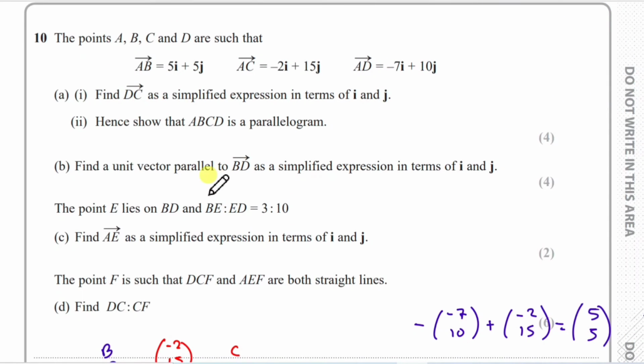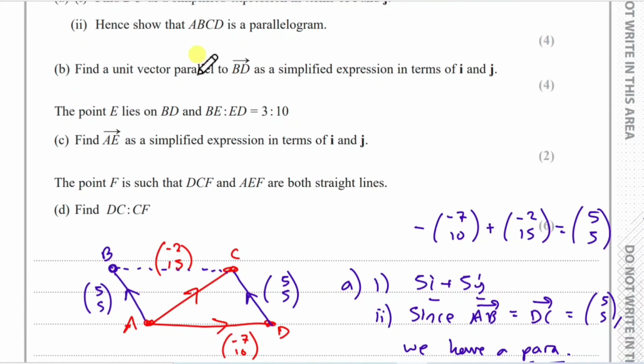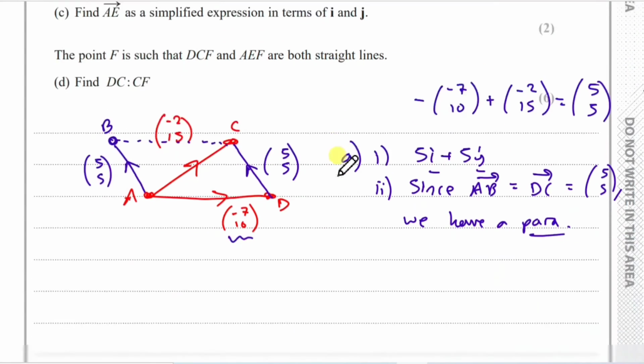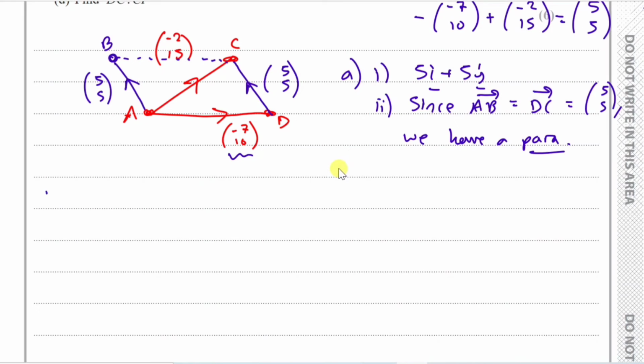So part B, find the unit vector parallel to BD as a simplified expression in terms of i and j. Okay, so we know the first part. This first part is actually not too bad. Let's firstly calculate BD and understand how to do that, yeah? To get from B to D, we just follow the routes, starting from B that gets to D.